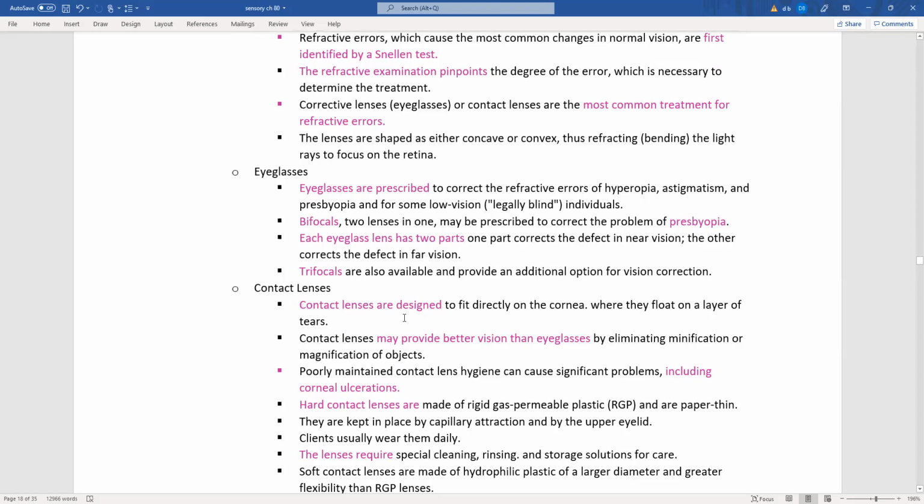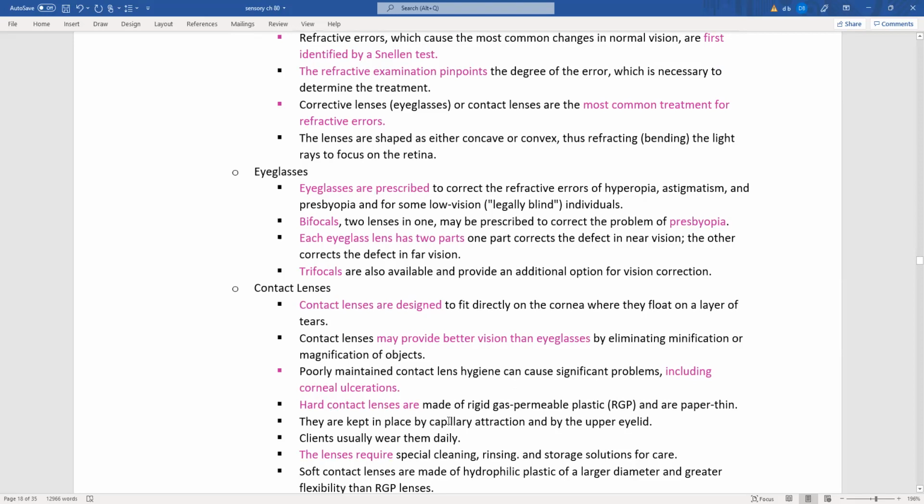Contact lenses. Contact lenses are designed to fit directly on the cornea, where they float on a layer of tears. Contact lenses may provide better vision than eyeglasses by eliminating minifications or magnifications of objects. Poorly maintained contact lens hygiene can cause significant problems, including corneal ulceration.